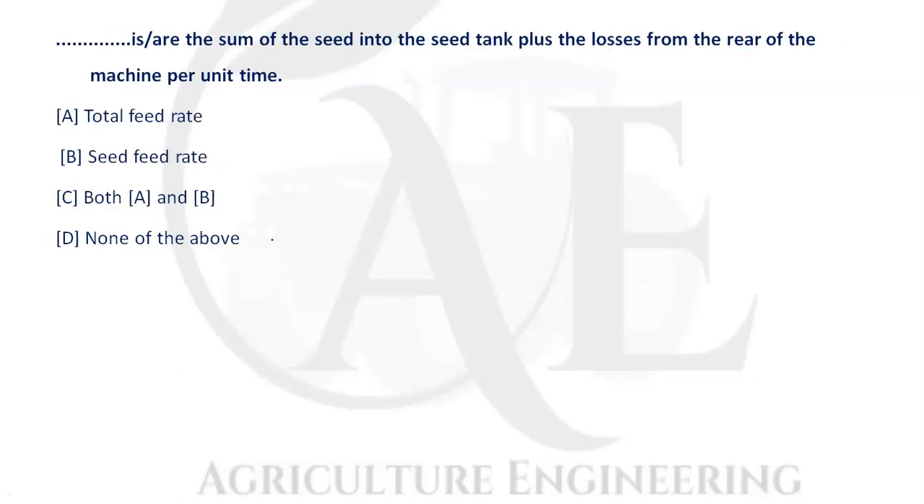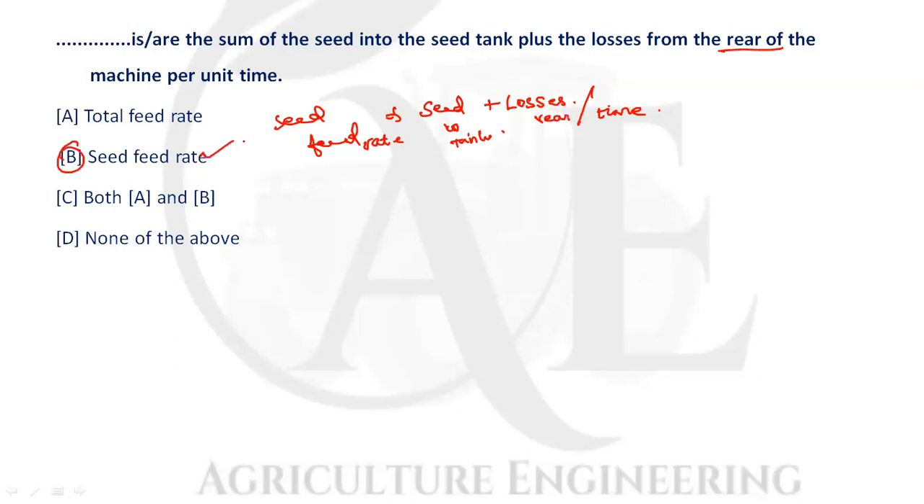Next question. Dash is the sum of seeds into the seed tank plus the losses from the rear of the machine per unit time. It is known as seed feed rate. Seed feed rate means seeds in the tanks plus losses from the rear of the machine per unit time. So option B is the correct answer.